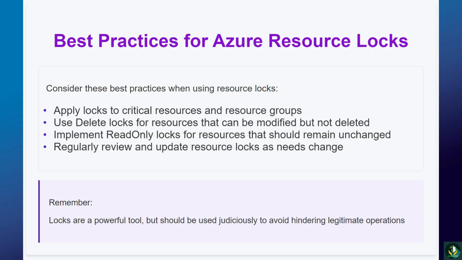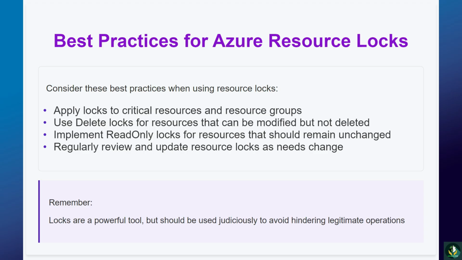When deciding between lock types, consider using delete locks for resources that can be modified but not deleted. This is particularly useful for resources that require frequent updates or configuration changes. For example, a web application that needs regular content updates could benefit from a delete lock, allowing for modifications while preventing accidental deletion. Implement read-only locks for resources that should remain unchanged. This is ideal for resources that are configured optimally and don't require frequent modifications. For instance, a carefully tuned database or a finalized machine learning model might be good candidates for read-only locks.